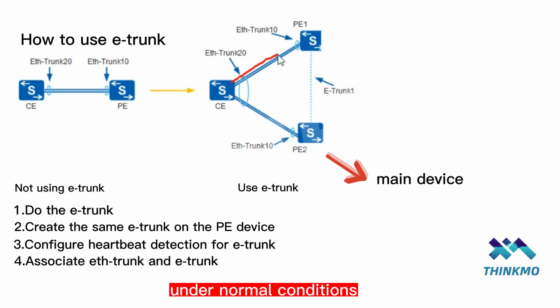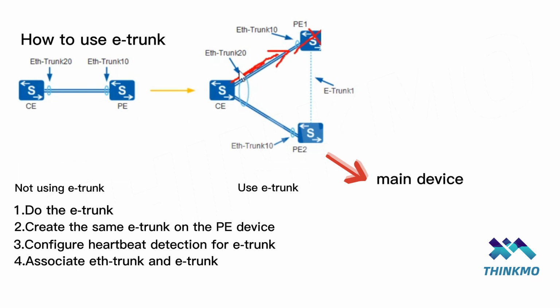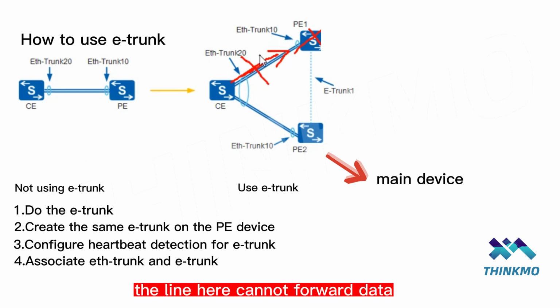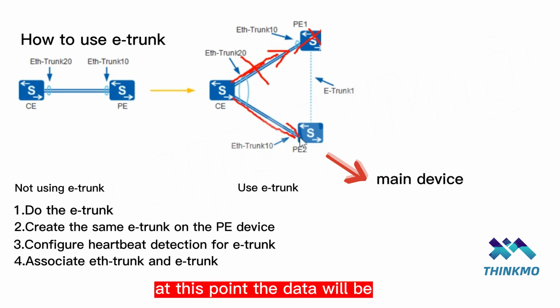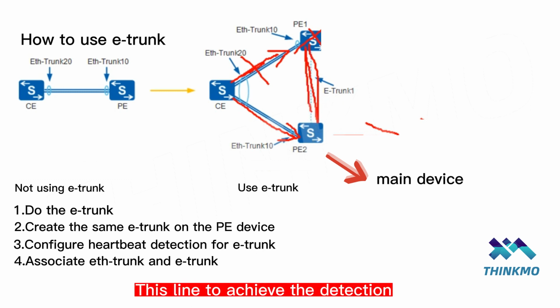Under normal conditions, data can only be sent in the P1 direction. When the device goes down, the line here cannot forward data. Now the Eth-trunk is invalid. At this point, the data will be sent by P2. So how does P2 know that the master device has failed? It is through this line in the middle that the detection is achieved.